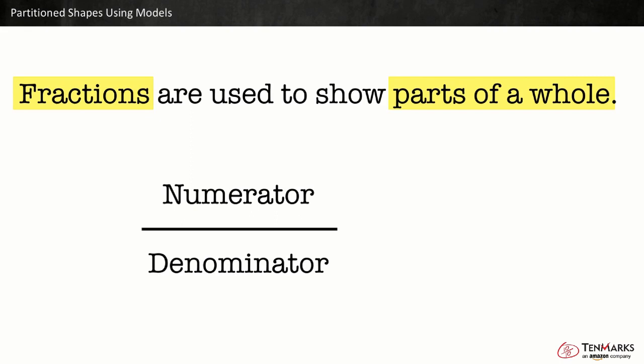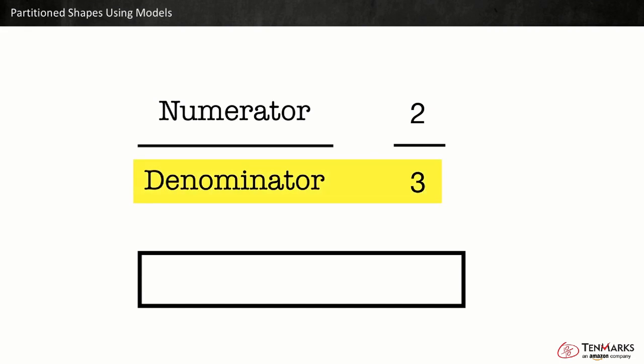Let's take a look at 2 over 3. The denominator names how many equal parts are in the whole. Here, the whole is a rectangle. The rectangle is cut into three parts that are equal in size. There are three equal parts, so we say that each part of the whole is cut into thirds.